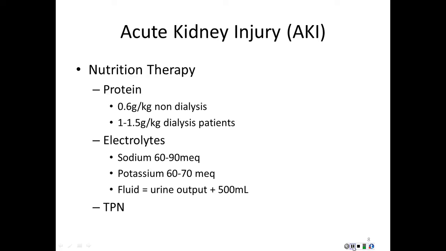Fluid, as in chronic kidney failure, as with other types of failure, is basically going to be our urine output plus approximately 500 milliliters. Some will say 500 to 600, some will say 600 to 700, but about 500 milliliters additional fluid with those patients. Sometimes because of the nausea, vomiting, and anorexia that goes along with these patients, TPN may be used to give them the nutritional status they need.